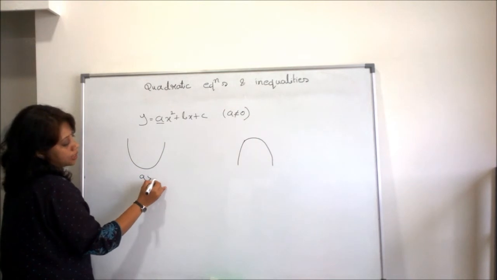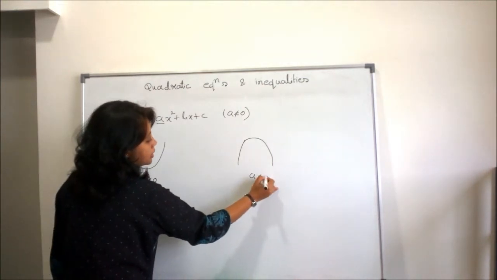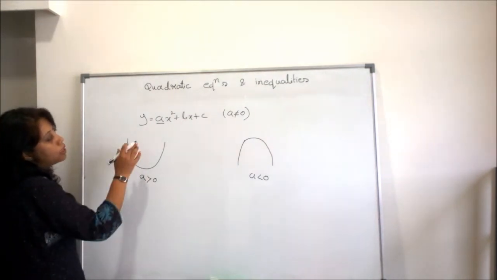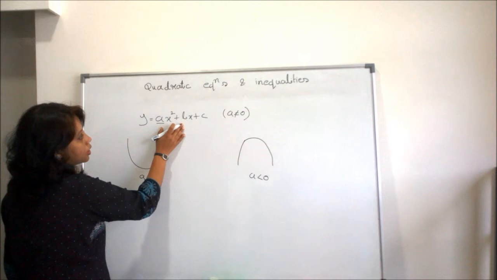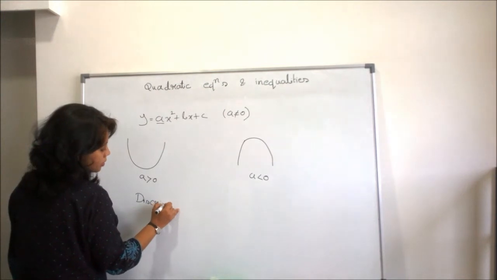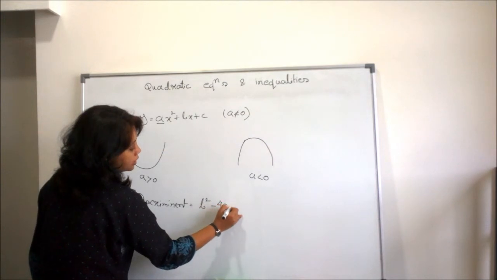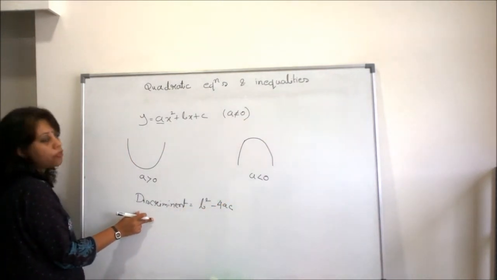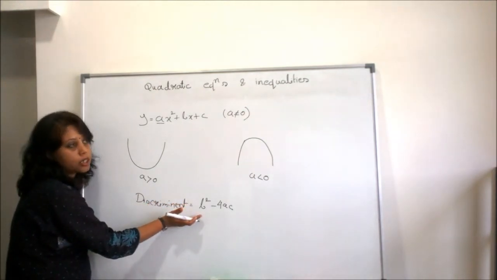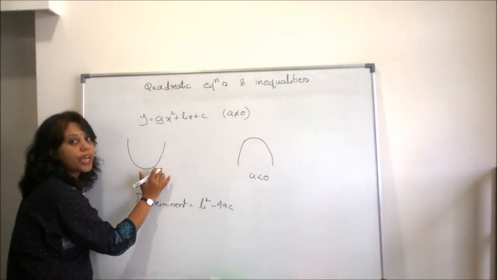When a is greater than 0, our curve will look like this. When a is less than 0, our curve will look like this. Now we know that for the quadratic expression, the discriminant is b squared minus 4ac. This value we call the discriminant of the quadratic expression. Depending on the value of the discriminant, we will locate where our graph is situated relative to the x-axis.